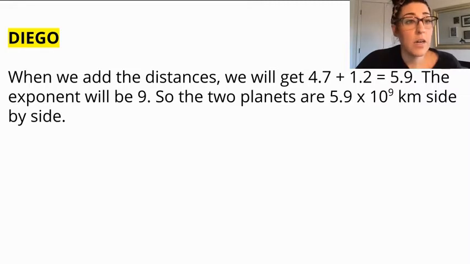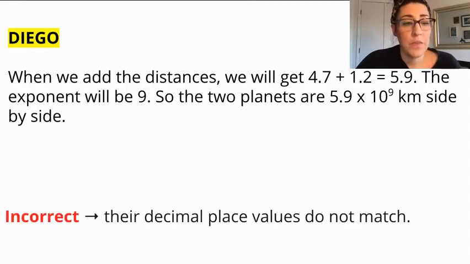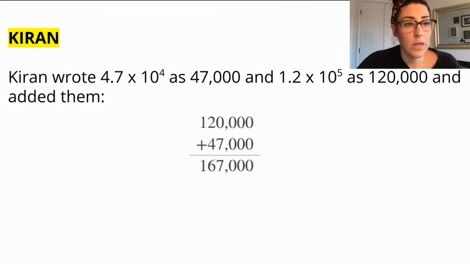Let's start with Diego. When we add the distances, we will get 4.7 plus 1.2 equals 5.9. The exponent will be 9. So the 2 planets are 5.9 times 10 to the 9th kilometers side by side. This is actually incorrect. Their decimal places do not match based on what he's done. Now, this might make a little bit more sense when we look at Kieran's method as to why Diego's doesn't work. So Kieran actually writes these out.